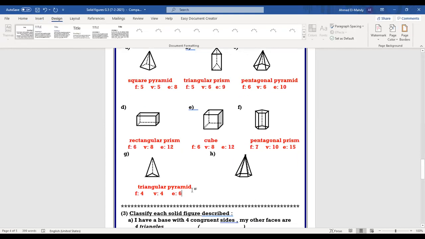Also this one, pyramid or prism? Pyramid. And the base of the shape is a hexagon. We have 6 sides.